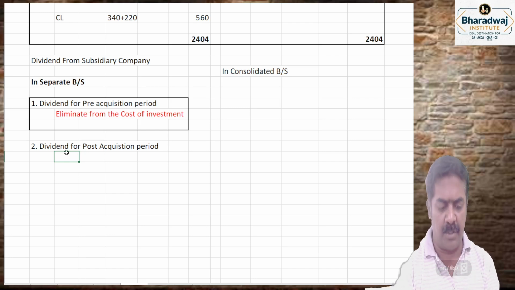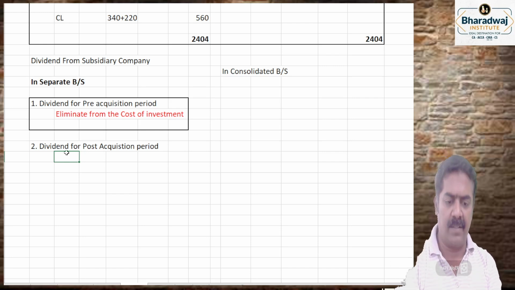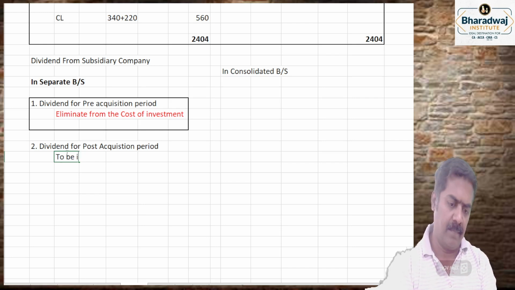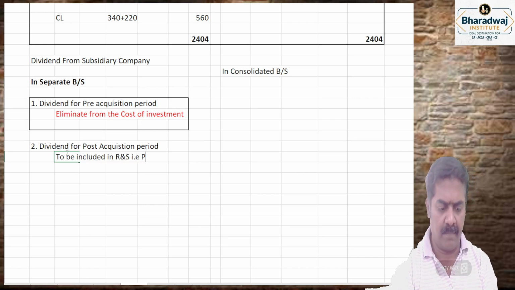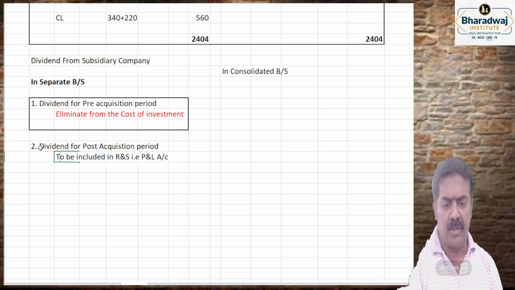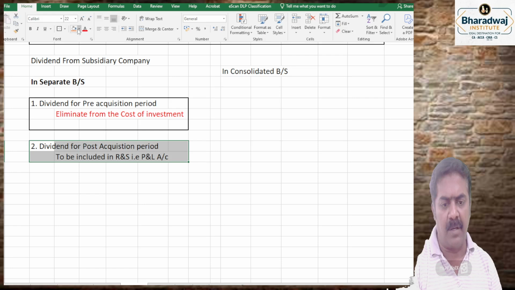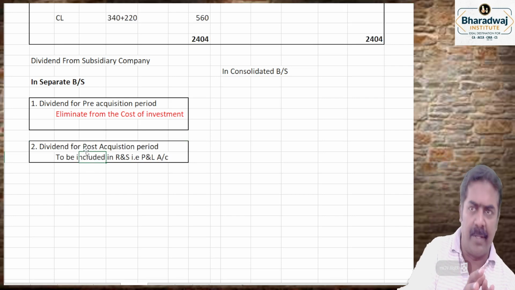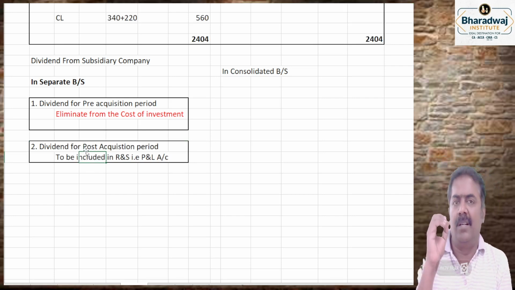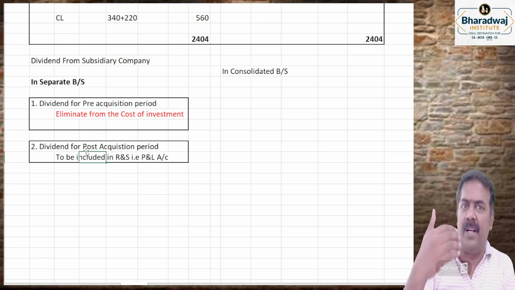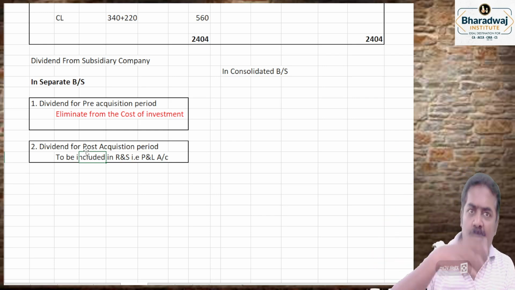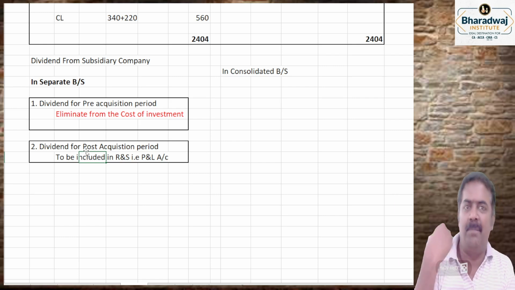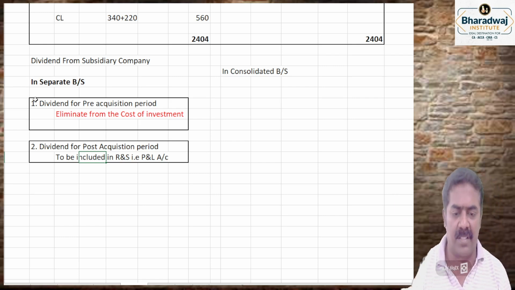Dividend for the post-acquisition period is like a return on investment. So dividend for the post-acquisition period should be included in which one? P&L. Sir, I invested money today, let us assume 10 lakhs. The subsidiary company is paying dividend for the past period, which means the amount paid, 10 lakhs, includes cum-dividend. I paid including dividend, so eliminate it from the cost of investment.